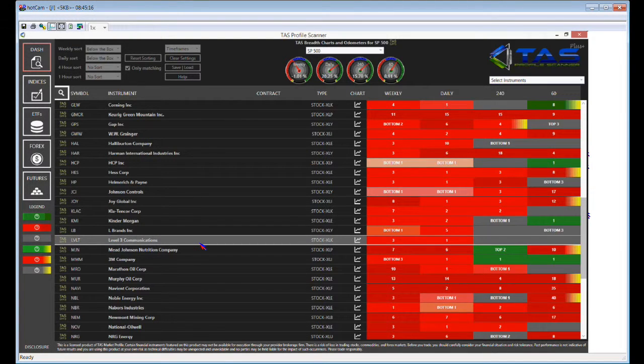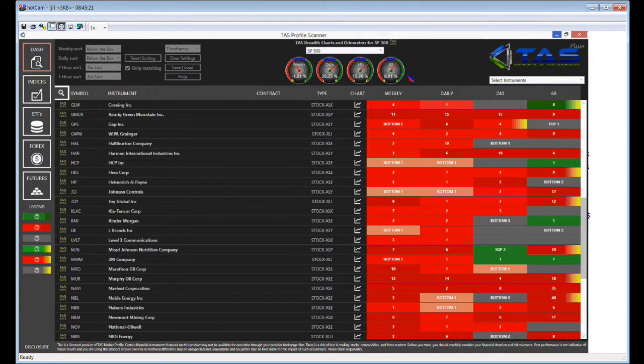Let's take a look at Level 3 Communications, LVLT. All right, you've got a 1 there, a 3 there. This is possibly just started to move. LVLT.